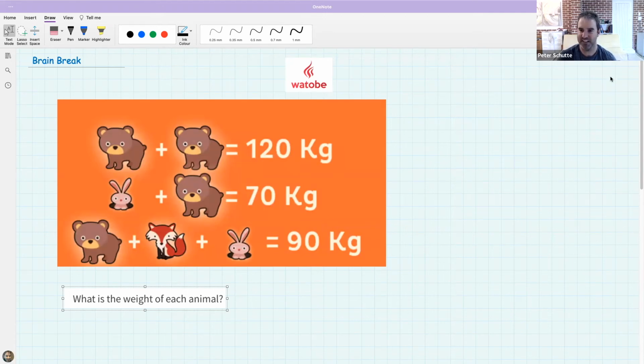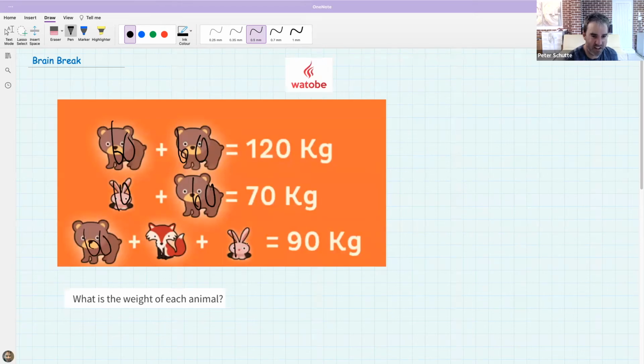Elichle, let's see. Elichle, what do you think it is? I think the bear is 60 kg, then the rabbit is 10 kg, and the fox is 30. You're almost there. So the bears were 60. Yes. And then the rabbits were 10. So what is the fox going to be? 20. Absolutely. All right. Elichle, you are the superstar. Thank you very much. Jessica also got it.